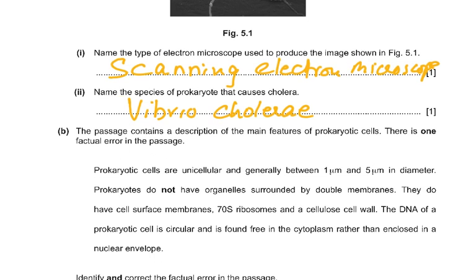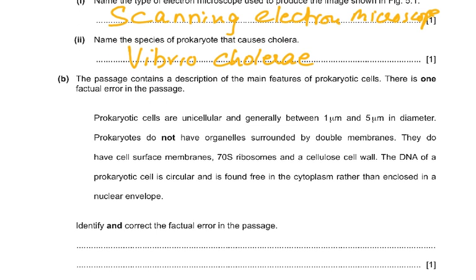The passage contains a description of the main features of prokaryotic cells. There is one factual error in the passage. Prokaryotes are unicellular, generally between 1 and 5 micrometers in diameter, and do not have organelles surrounded by a double membrane. They do have a cell surface membrane, 70S ribosomes, and a cellulose cell wall. This was the mistake. The DNA of a prokaryote is circular and found free in the cytoplasm rather than enclosed in a nuclear envelope. The rest of it is correct.